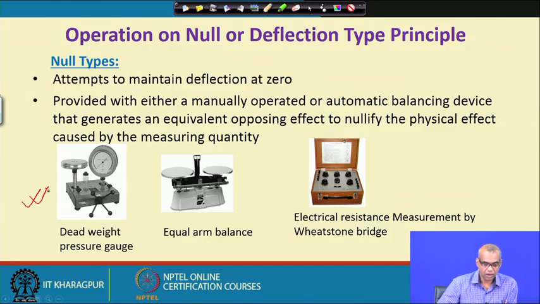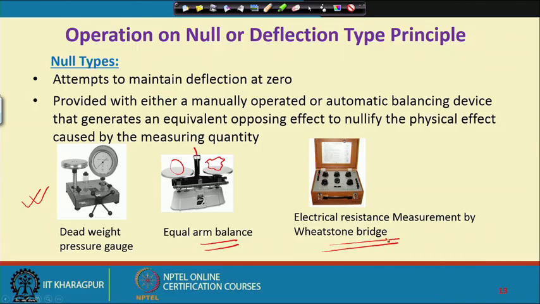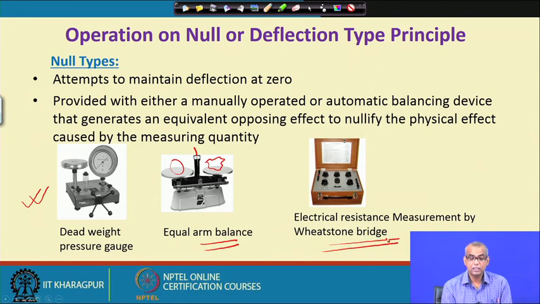An example is a dead weight pressure gauge, or an equal arm balance. Let us say I put a 500 gram weight here. So, when I put a 500 gram commodity here, there won't be any deflection of this pointer. There will be 0 deflection, or it will be at the null position. Similarly, in electrical resistance measurement by Wheatstone bridge, you maintain a null point. So, these are all null type instruments.